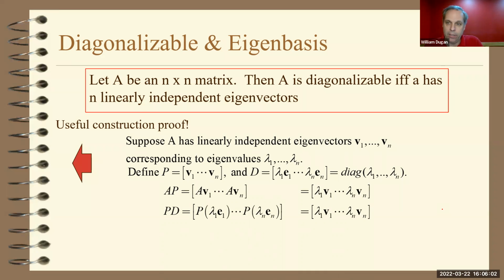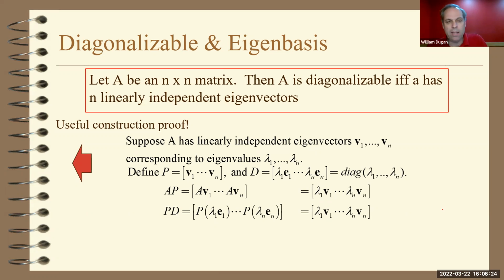Okay. Then notice that if you take A times P, you can do the matrix column multiplication to multiply A to every column of P. That would then give you A times V1, A times V2, up to A times Vn. But these are eigenvectors. So A times V1 would have to be lambda 1 times V1. A times V2 would be lambda 2 times V2, and so on.